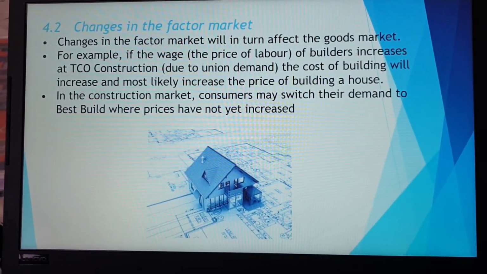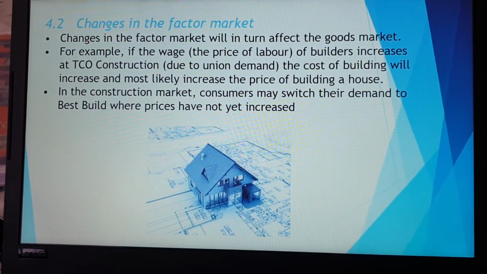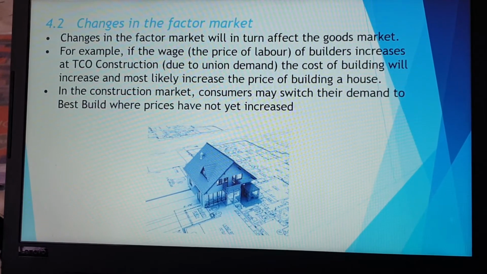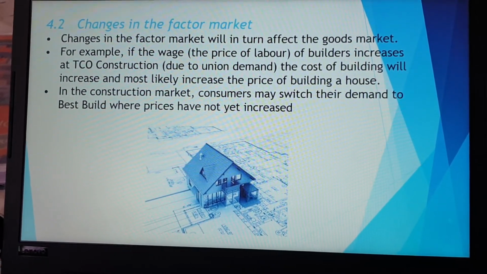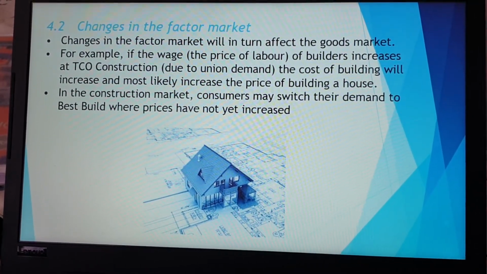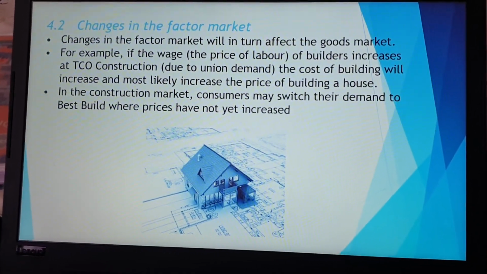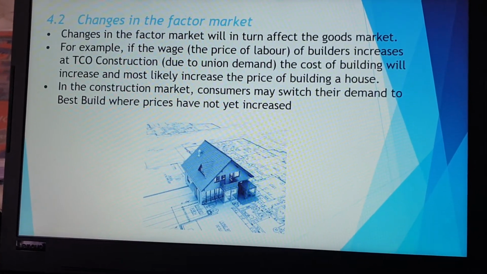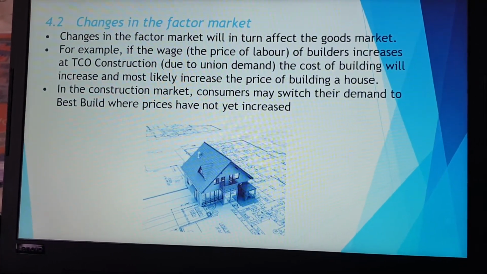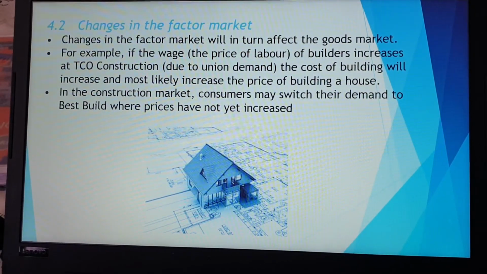Changes in the factor market will in turn affect the goods market. For example, if the wage, the price of labor of builders increases at TCO construction due to union demand, the cost of building will increase and most likely increase the price of building a house. In the construction market, consumers may switch their demand to Base Build where prices have not yet increased. So if you want to buy a house or buy a piece of land and then build the house, you are going to look at different quotations, and you're normally going to go with the one that gives the best service but also has a reasonable price.